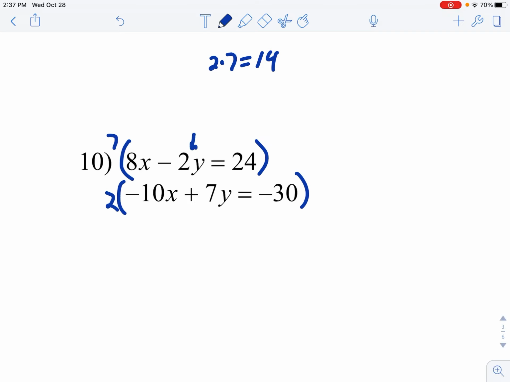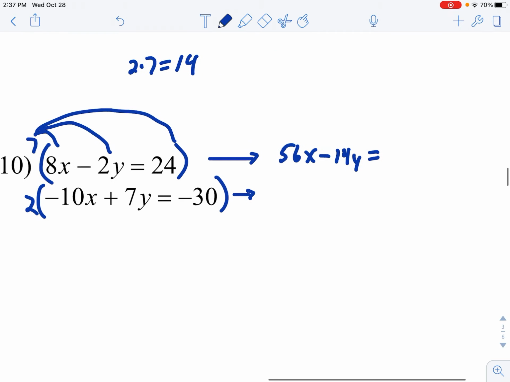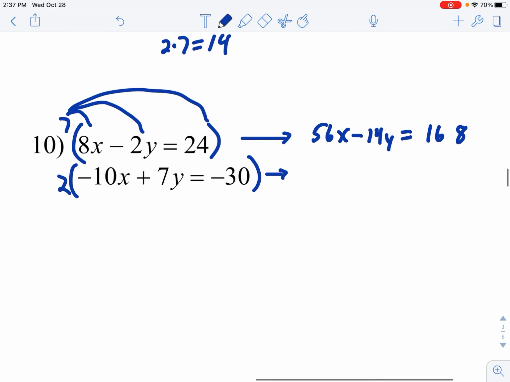And that's going to give me negative 14y and positive 14y. The 14s will cancel each other out. So it just took a little bit of creative thought to come up with that strategy. Distribute, I get 56x minus 14y equals 7 times 24. 7 times 4 is 28, carry the 2. 7 times 2 is 14, plus 2 is 16, 168. Use a calculator if you need to.